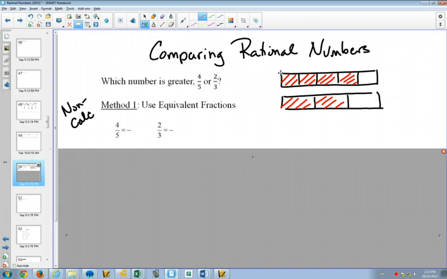Looks like the 4/5. Now, that's just an estimate. I could have drawn my lines wrong, or it's not perfect. I'm just doing a visual, but it does look like 4 out of the 5 pieces would be bigger than 2 out of 3 pieces, because the piece that's gone is bigger out of the 3 pieces than it is out of the 5 pieces.